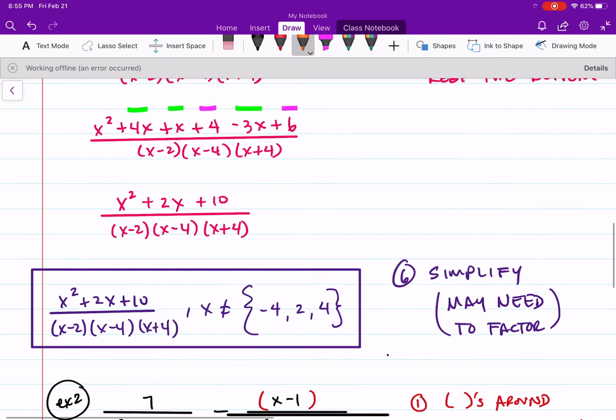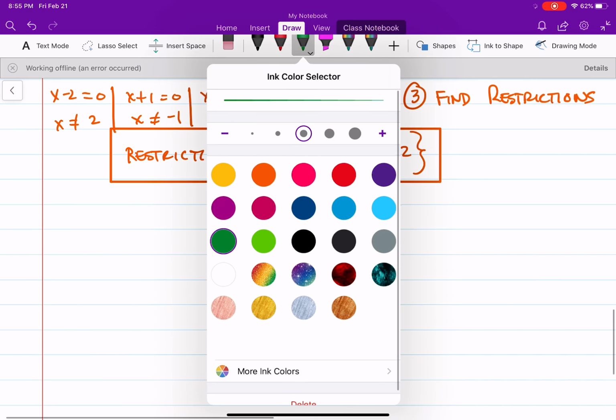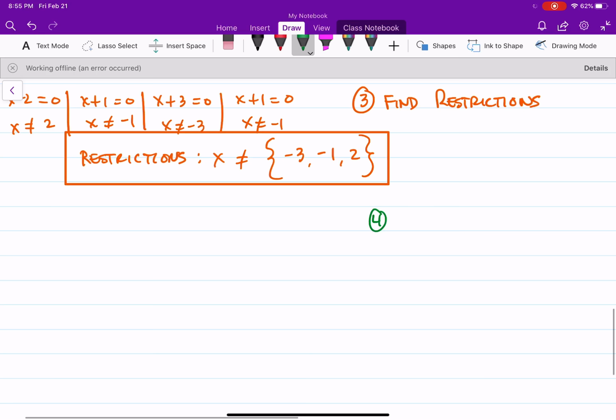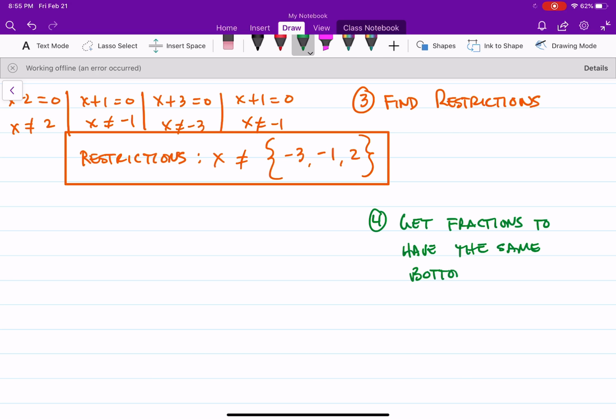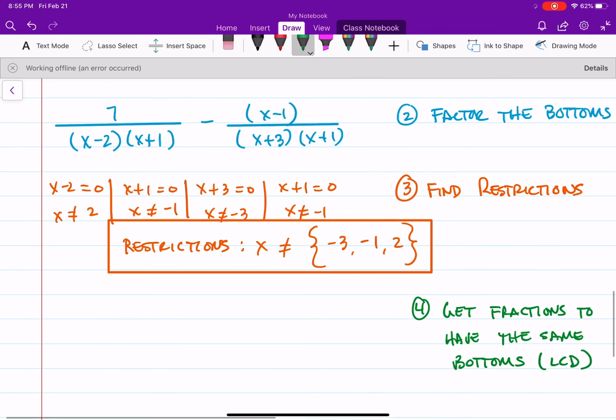Okay, step 4 was in what color? Green. So step 4, get fractions to have the same bottoms, or the LCD. All right, okie dokie. So let me rewrite this.